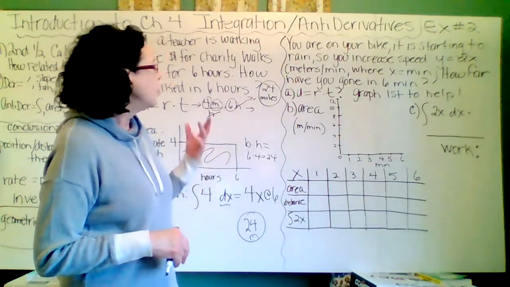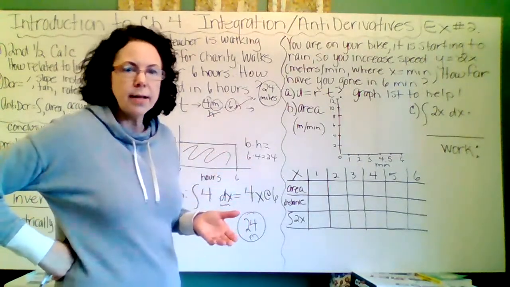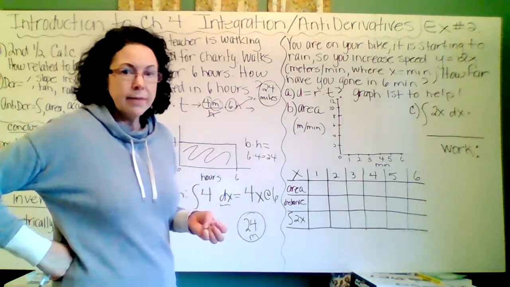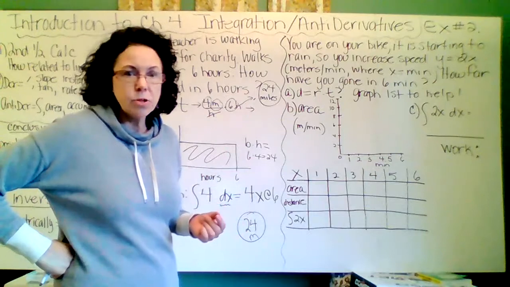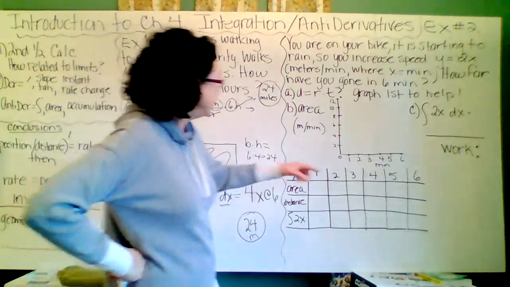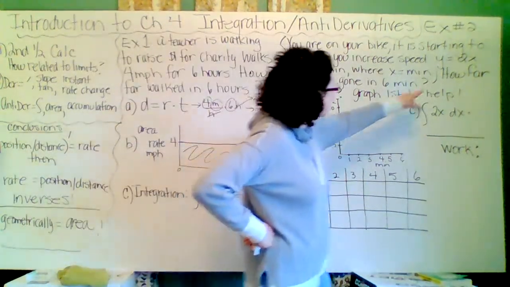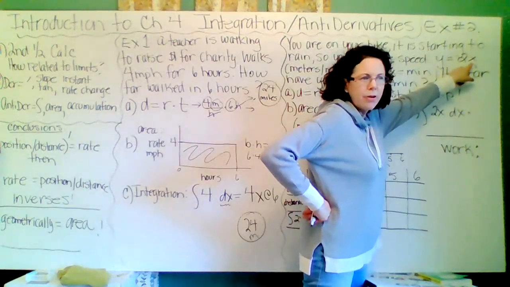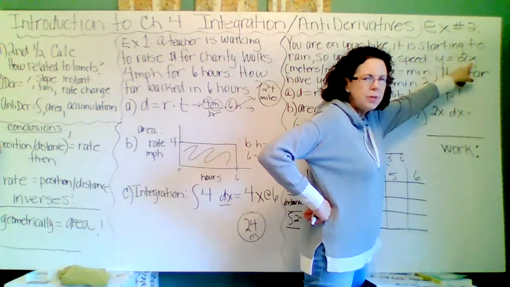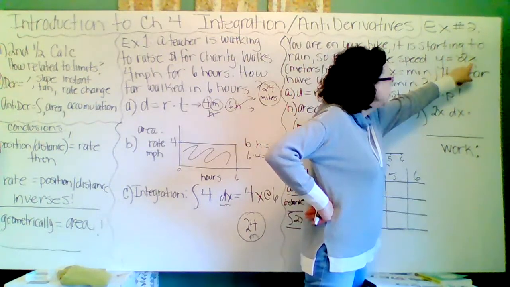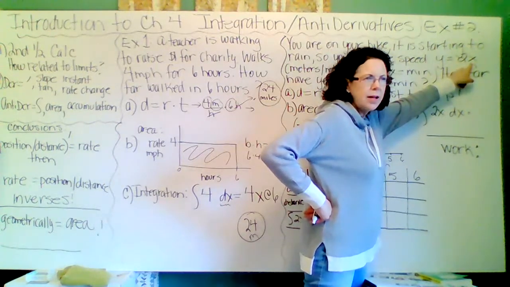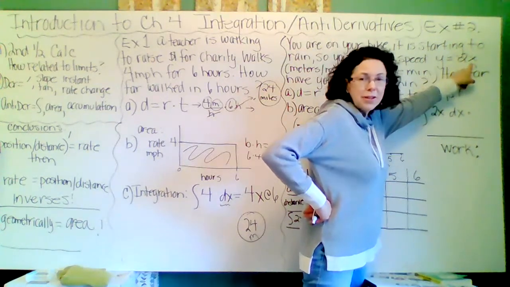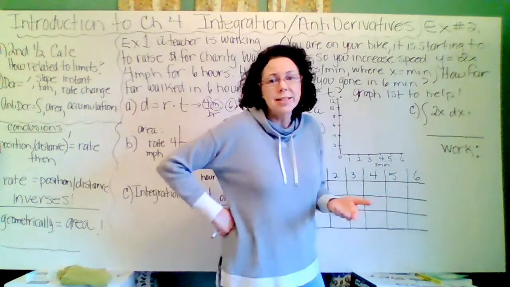Okay. So how far have you gone in 6 minutes? Well, you haven't gone 2 times 6, 12, right? Because at the beginning, right? This is your rate function here, right? So at a time of 0, you were going 0. At a time of 1, you were going 2 meters per minute. At 2 minutes, you were going 4 meters per minute. At the end, you were going 12 meters per minute. But that was just at the end, right?